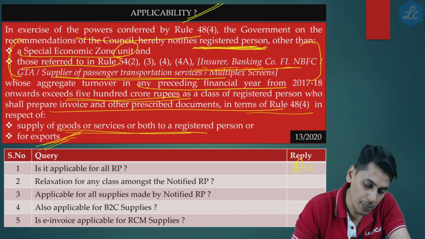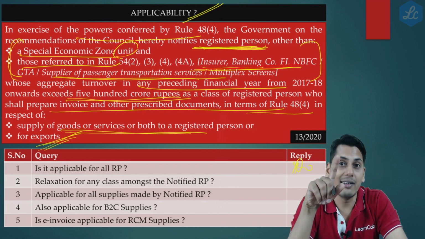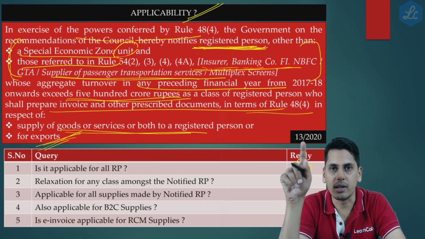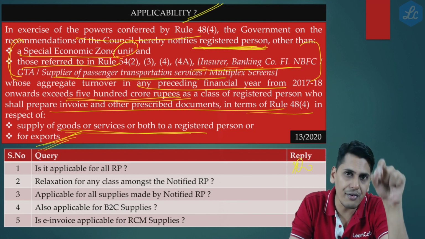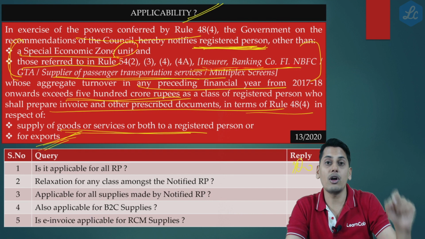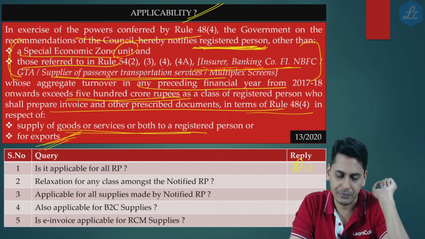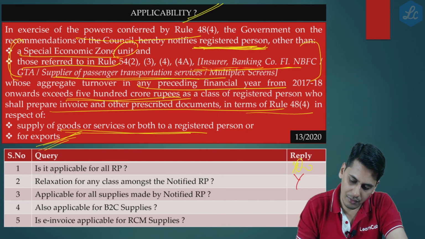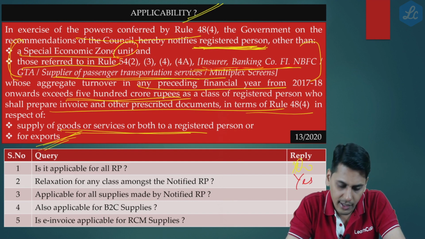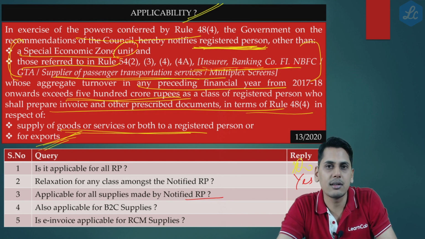Who have been excluded? It is only a special economic zone unit. Special economic zone developer has not been excluded. So friends, if a special economic zone developer has an aggregate turnover exceeding 500 crore rupees in any financial year from 2017-18 onwards, then 48 sub rule 4 is applicable to him. So is there any relaxation for any class amongst the notified persons? The answer is yes: a special economic zone unit and these specified suppliers. The next one: is it applicable for all supplies made by these notified registered persons? The answer is no.